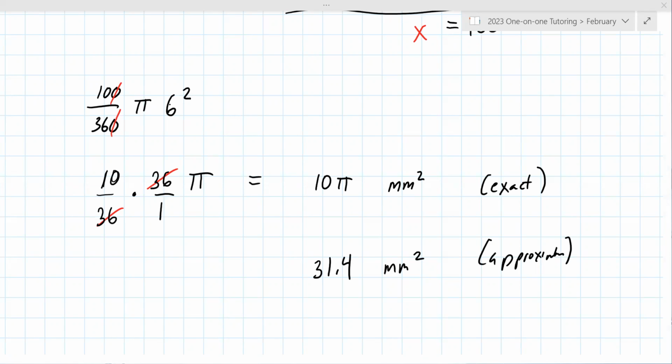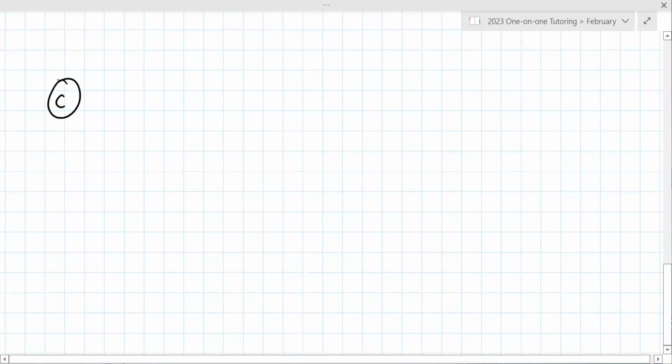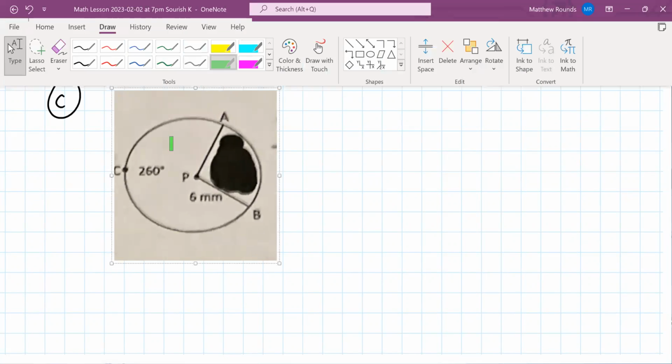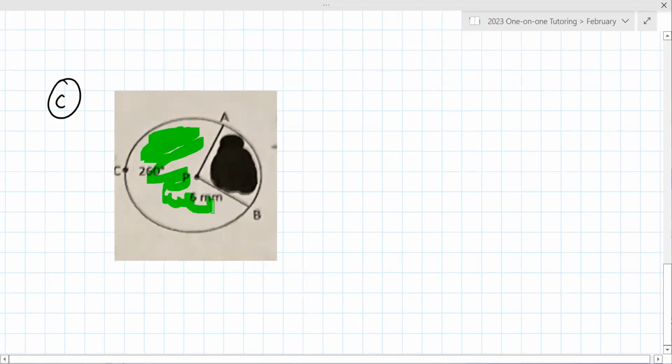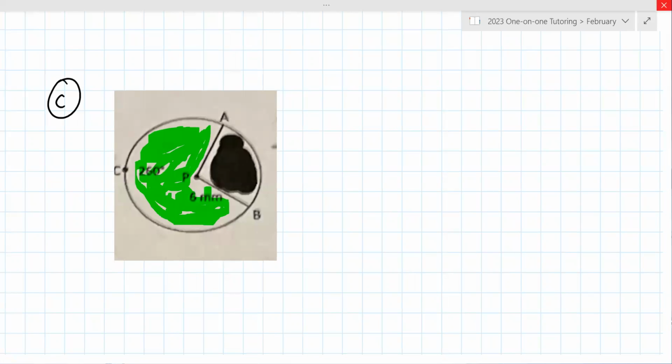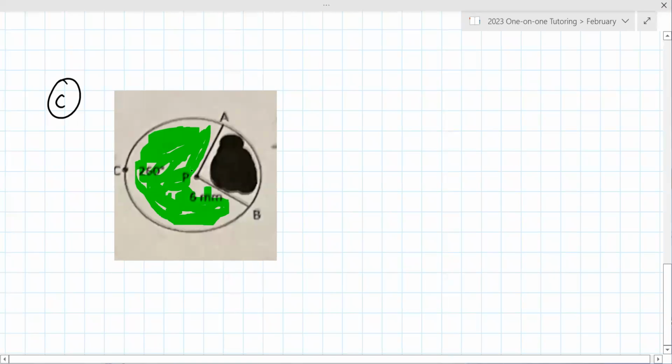Now part C is the other region. I'll fill it in with the other color. So the C is the other region here. It's all of this other stuff. Now there are 2 ways to do it. Can you tell me either way to calculate this? What's one way to calculate this? There are 2 approaches.